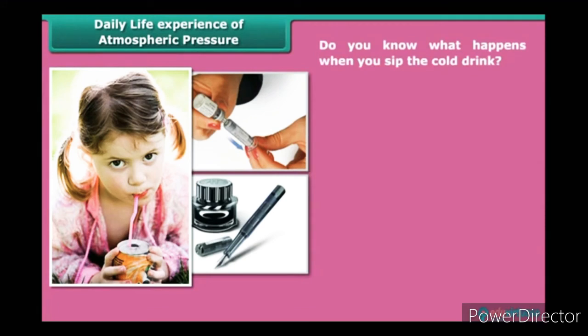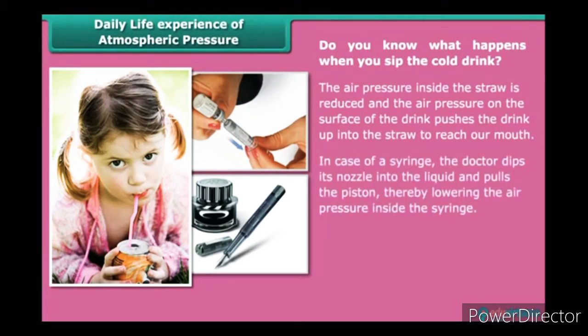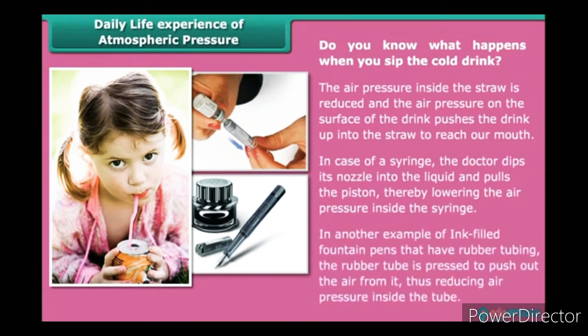Do you know what happens when you sip the cold drink? The air pressure inside the straw is reduced and the air pressure on the surface of the drink pushes the drink up into the straw to reach our mouth. In case of a syringe, the doctor dips its nozzle into the liquid and pulls the piston, thereby lowering the air pressure inside the syringe. In another example, ink-filled fountain pens have rubber tubing; the rubber tube is pressed to push out the air from it, thus reducing air pressure inside the tube.